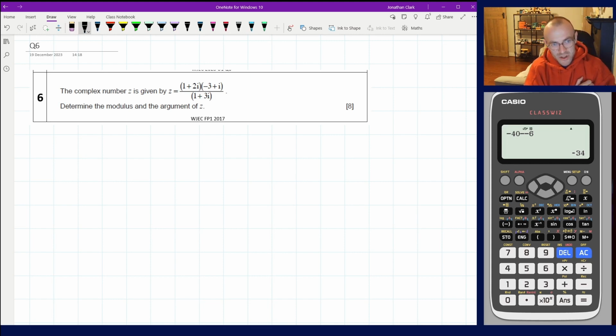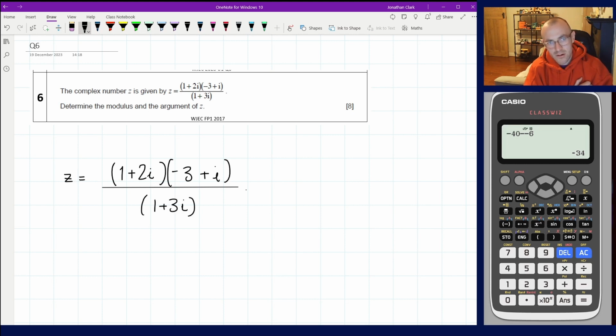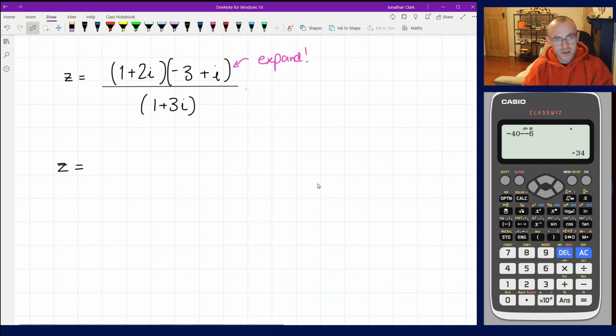So what we'll do, I'm just going to write this down as it is to begin with. I think I'm going to start by multiplying the 2 brackets on the top of the fraction. I think that sounds like a good plan. Let's expand these brackets first of all. So that's going to be 1 times minus 3, 2 times 2i times minus 3, 1 times i, and 2i times i.